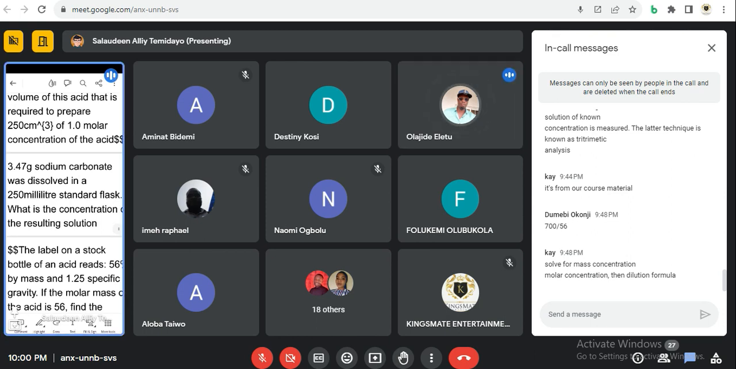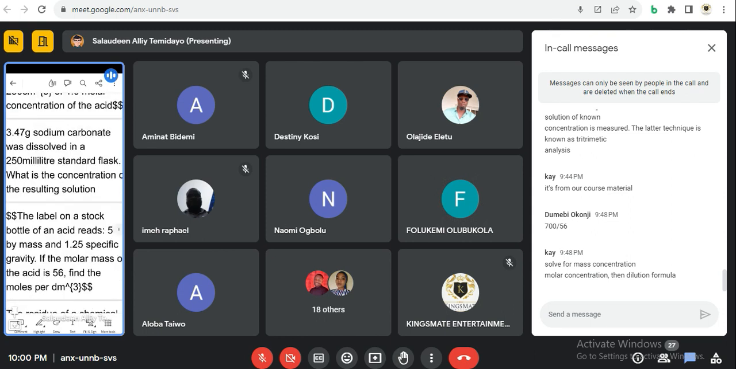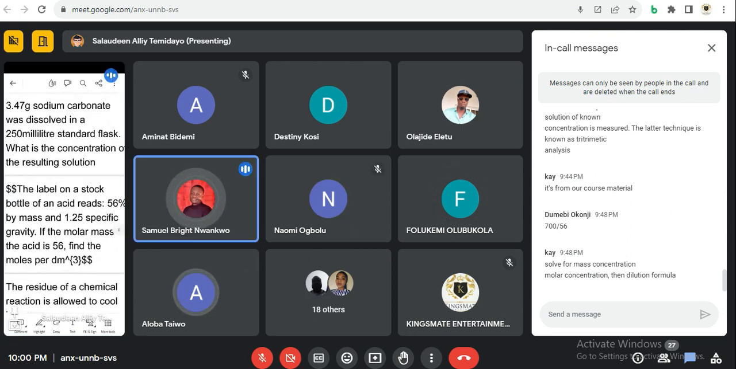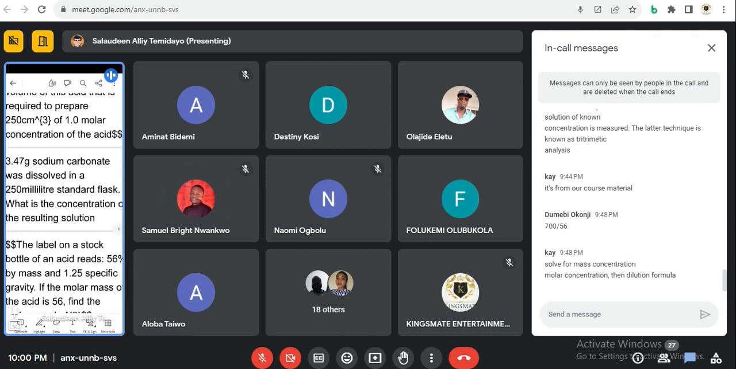3.47 divided by 0.25 is 13.88. Did we still have to convert it to molar? We did convert it to molar. Now, how do I know it is molar they want?